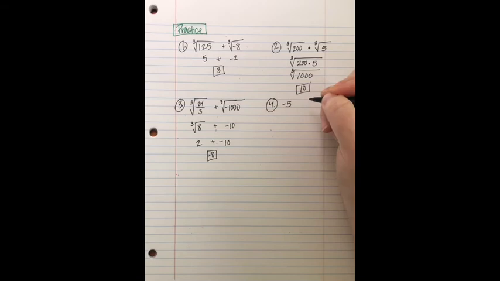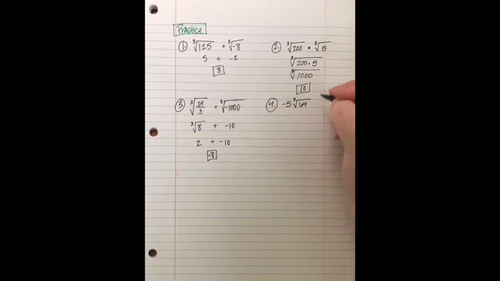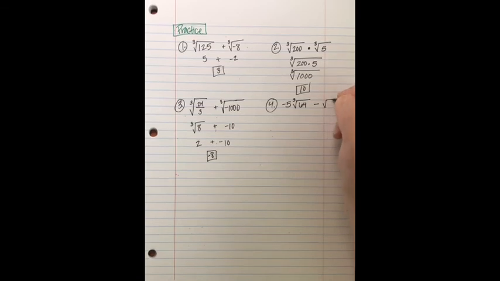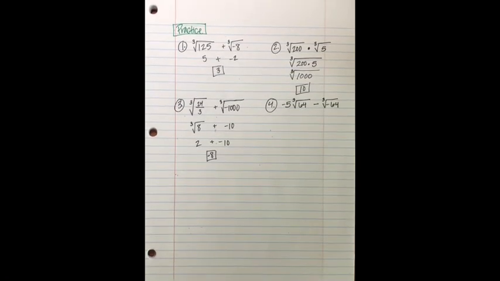We have a negative 5, and it's right next to a cube root of 64. And then we're going to subtract the cube root of negative 64. Now 64 is an awesome number because 64 is a perfect square and it's a perfect cube, and that doesn't happen very often. So you need to be very careful. Square root of 64 is 8, but the cube root of 64 is 4.